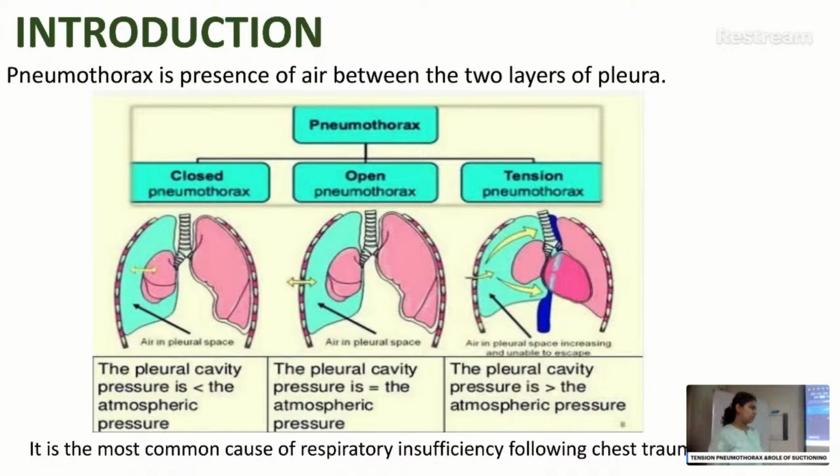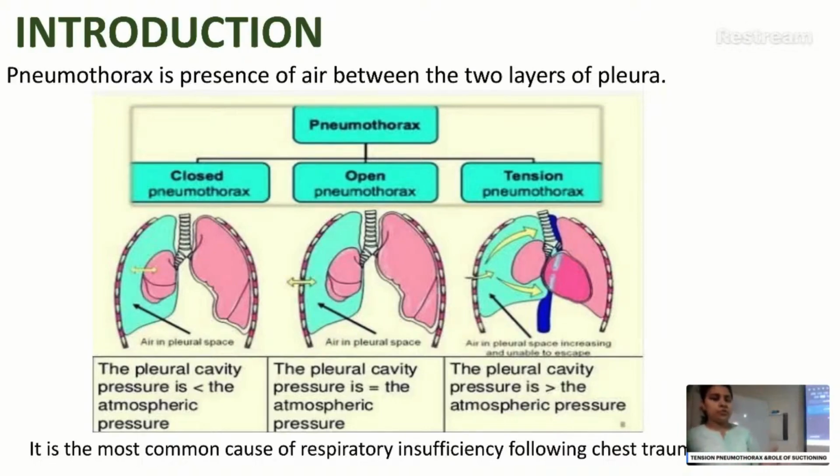Now, closed pneumothorax means that the opening for the air to go inside the pleural cavity is towards the lung. Any kind of trauma to the lung, most commonly due to surgical interventions, causes a leak, as denoted by the yellow arrow in the diagram. So there is a leak at the surface of the lung that results in air going inside the pleura. That is the closed pneumothorax. Herein, the pleural cavity pressure is less than the atmospheric pressure.